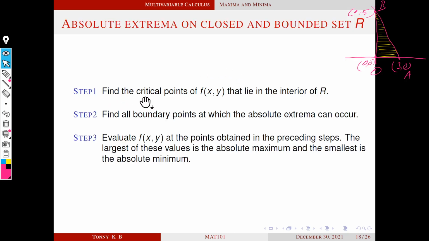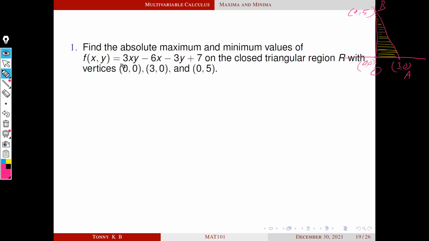So what is our step 1? Step 1 is we have to find all the critical points of this function lying interior to this region R. So we have to find all the critical points inside the triangle. How to find the critical points? To find the critical points, you have to find fx and fy, then equate them to 0: fx equal to 0 and fy equal to 0. Here fx is 3y - 6 and fy is 3x - 3, and we have to solve these two equations.